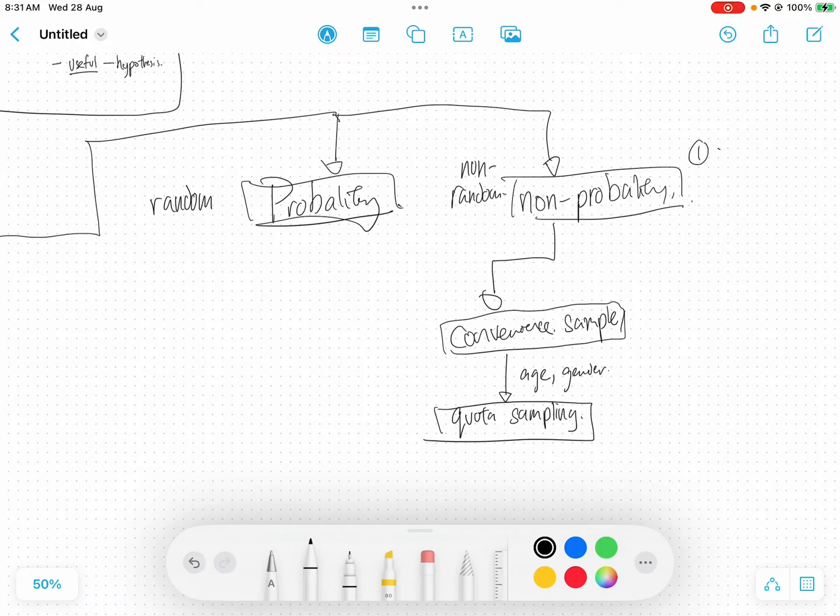You don't use a random generator, you just do it at your own convenience. So the first layer is convenience sampling, right? Let's use back the example just now. At the MRT, you conveniently ask people to do your survey or whatnot, and that is one type of sampling that you can use, right?